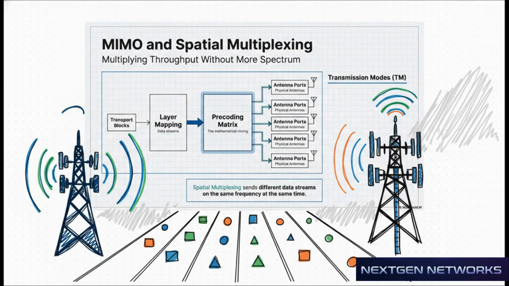Now, one of the most brilliant tricks in that whole process is MIMO, which stands for Multiple Input, Multiple Output. It is an absolutely genius idea. By using several antennas on both the tower and your phone, the system can send completely separate streams of data on the exact same frequency at the exact same time. It's like taking a two-lane highway and just stacking another two-lane highway right on top of it. You double your capacity without making the road any wider.